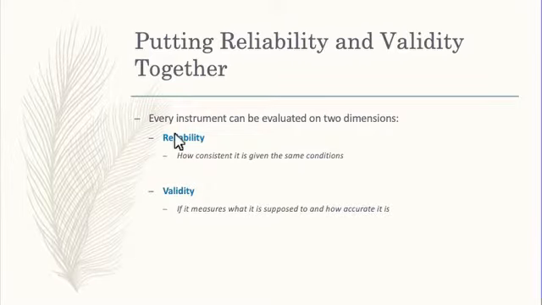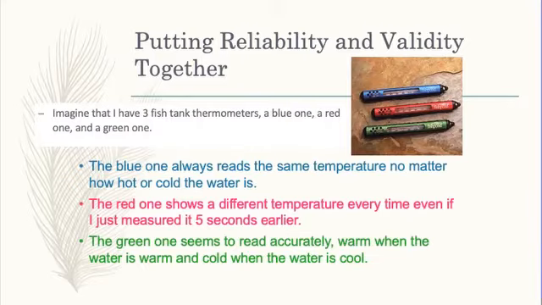Every instrument can be evaluated on 2 dimensions: how consistent it is given the same conditions, and if it measures what it's supposed to and how accurate it is. Imagine that I have 3 fish tank thermometers, a blue one, a red one, and a green one. The blue one always reads the same temperature no matter how hot or cold the water is. The red one shows a different temperature every time, even if I just measured it 5 seconds earlier. The green one seems to read accurately, warm when the water is warm and cold when the water is cool.